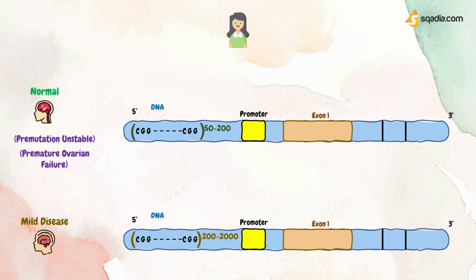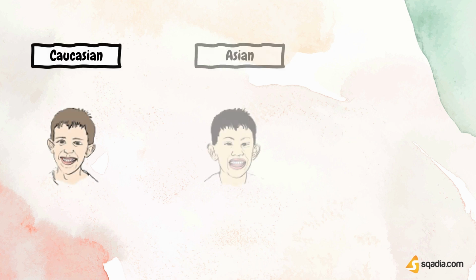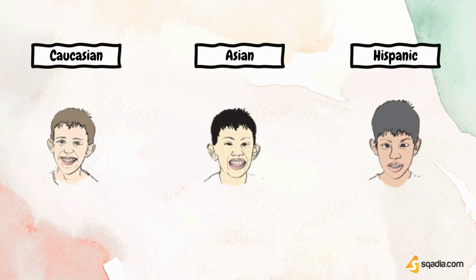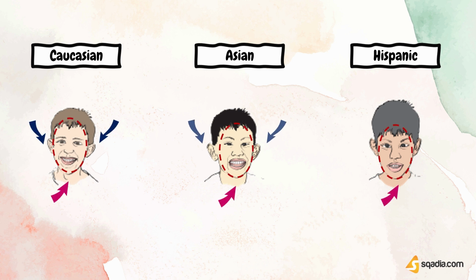Boys with Fragile X syndrome from Caucasian, Asian, and Hispanic racial groups. Note the consistency in long faces, prominent lower jaws, and large ears.